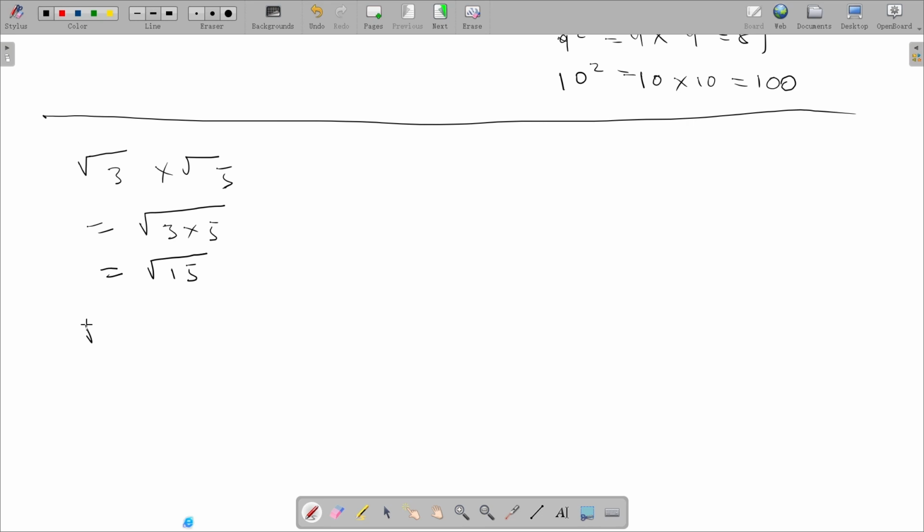Square root of 5 times square root of 2. This is the same as square root of 5 times 2, which is square root of 10. Done.